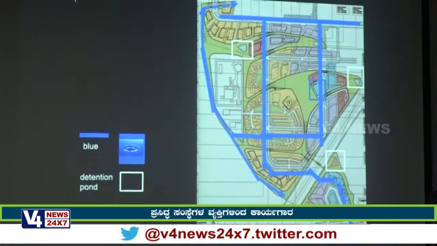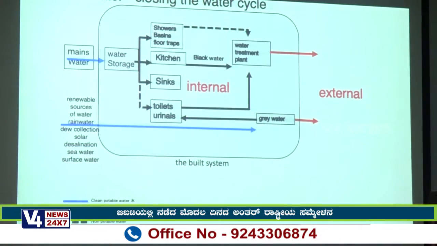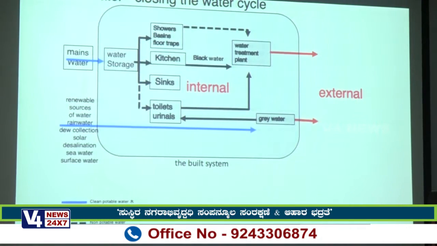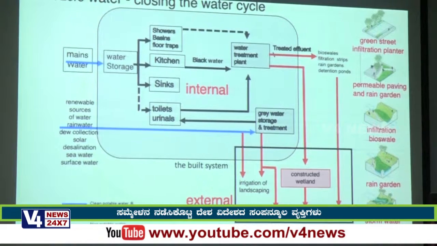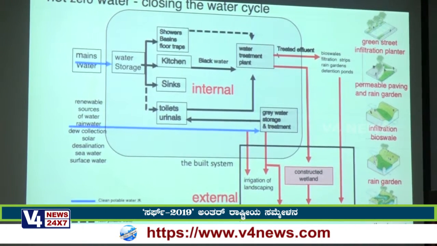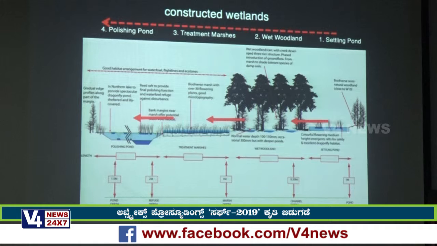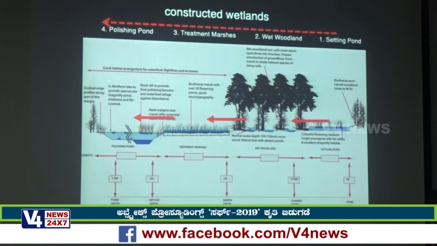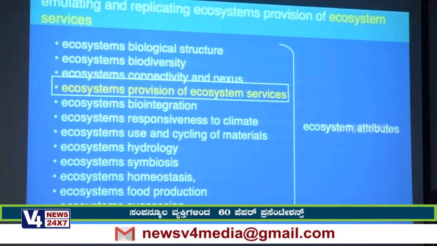The next is the system hydrology. This is a water reticulation system. What we try to do is close the loop within the building as much as possible. But anything on the outside, we bring back to the ground through bioswales and rain gardens. For the black water, rather than have mechanical treatment, we bring it through a series of constructed wetlands so that it is almost pure when it reaches the last pond.